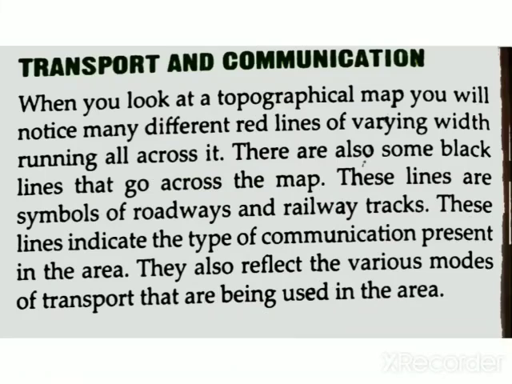When you look at a topographical map, you will notice many different red lines of varying width running across it, as I have just shown you. There are also some black lines that go across the map. All these lines are the symbol of roadways and railway tracks. These lines indicate the type of communication present in the area, the type of transport that they have. They also reflect the various modes of transport being used in the area.